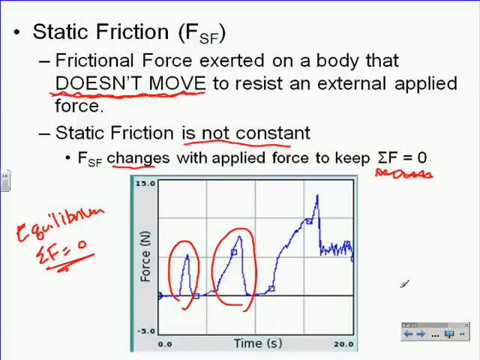However, let's jump ahead to the third instance. Once again, the block didn't move right away. I applied a force, applied a force, applied a force, and all of a sudden it started moving. The static friction force adjusted itself to match my applied force to keep the net force equal to 0 until it reaches a limit. There is a maximum value to the static friction, and we refer to that as f_s max, the maximum static friction, or static friction maximum value.